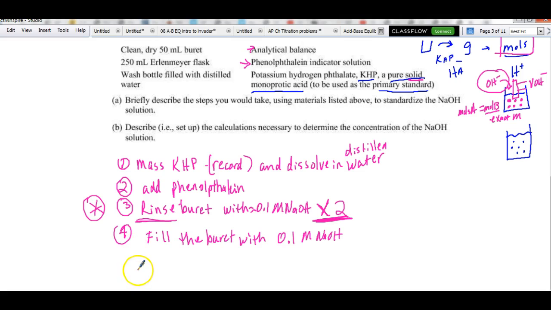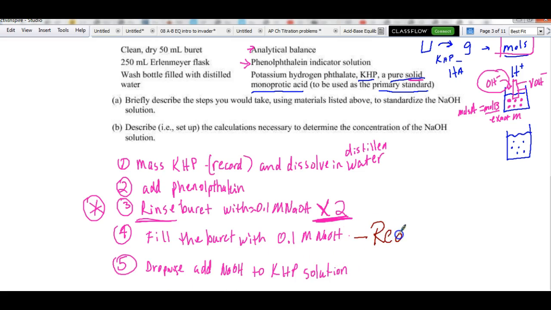And then you're going to add the NaOH dropwise to your KHP solution. Oh, dang it, I forgot. See, I would have lost all my points here. Record your starting volume.